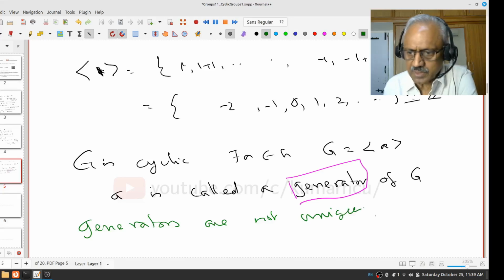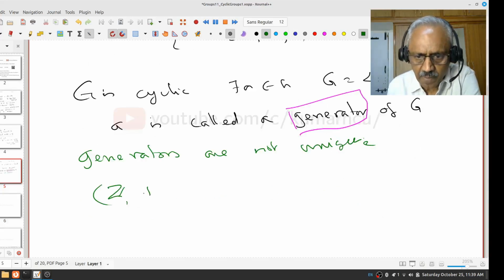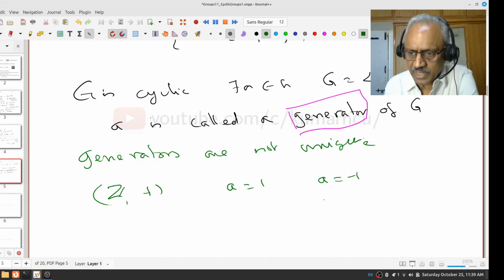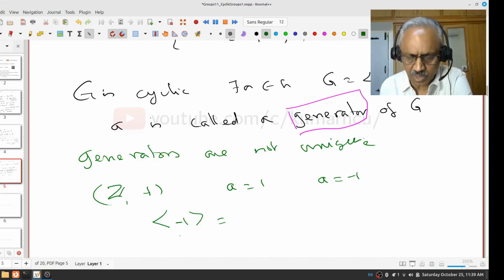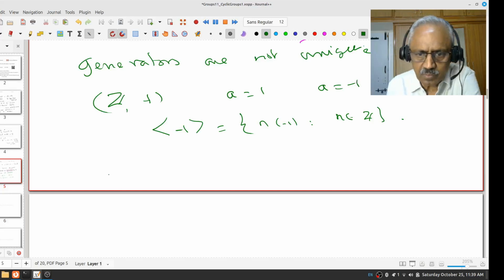That is, there may exist more than one generator. For example, in the case of Z plus, I can take a equal to 1. I can also take a equal to minus 1. Because what is the cyclic subgroup, or the smallest subgroup, which contains minus 1? It is n times minus 1, as n varies over all integers. Therefore, both plus 1 and minus 1 are generators.